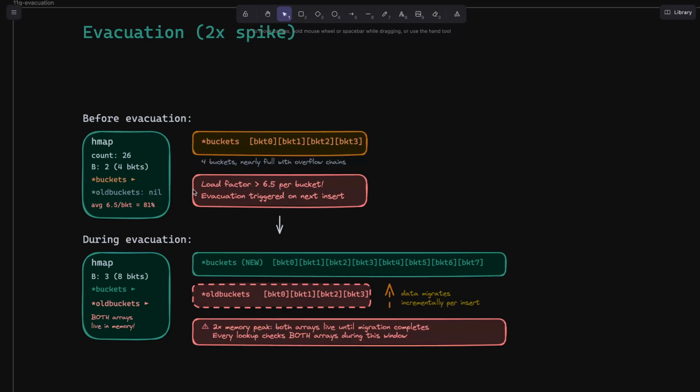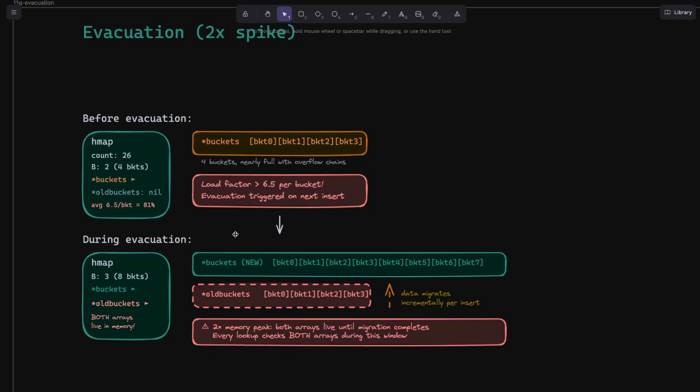The cost of that cleverness: during the migration, both the old and the new bucket arrays exist at the same time, so you get a memory spike up to 2 times the memory until the move finishes and the old array is garbage collected. And every single operation has to check both arrays while the migration is in progress.